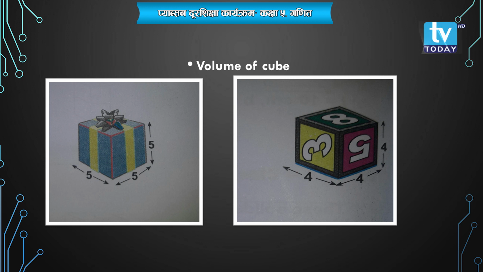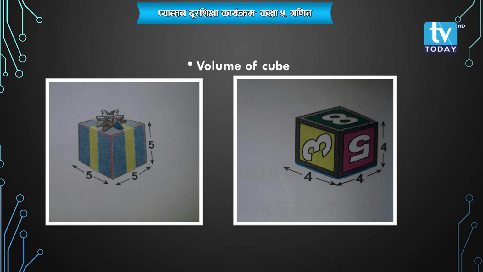See, they have altogether 6 faces. We can see all the 6 faces are square in shape. You can see over here also all the faces are square in shape. That's why we call it a cube, because all its lengths are the same. Length is the same, breadth is the same, and height is the same. That's why we call it a cube.